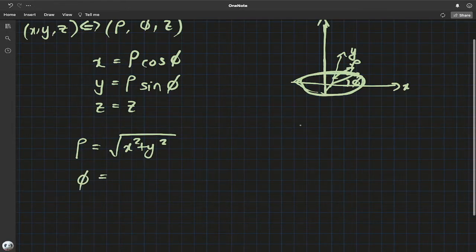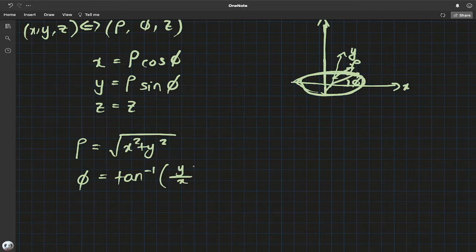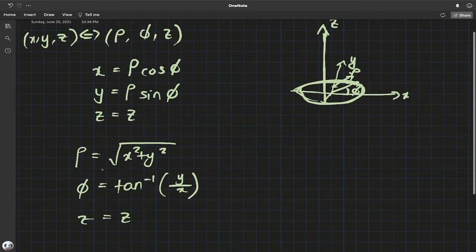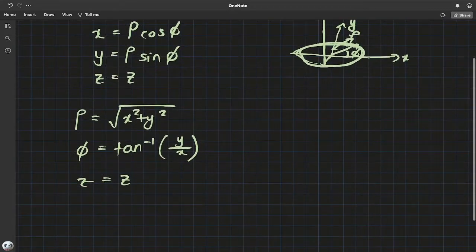Phi is the angle that this guy on the xy plane subtends with the x-axis. So that will be just the inverse tangent of y over x. Using trigonometry, you can see that makes sense. And z is just z because nothing really changed with that guy. This is your cylindrical coordinate system.